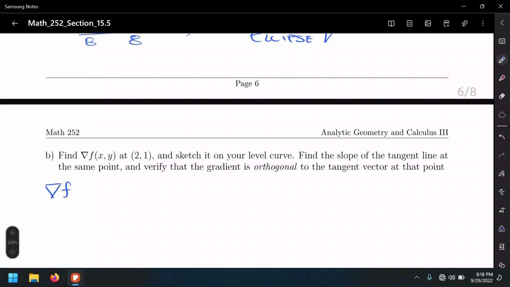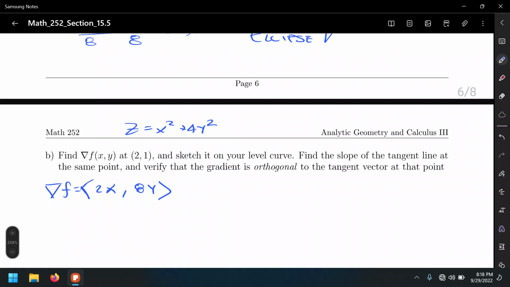gradient. Let me write down the function again, so you don't go back to the previous page. So that's z equals x squared plus 4y squared. All right. Well, so the partial derivative with respect to x, isn't that 2x? And the partial derivative with respect to y, that's 8y. Right, so that's the gradient.